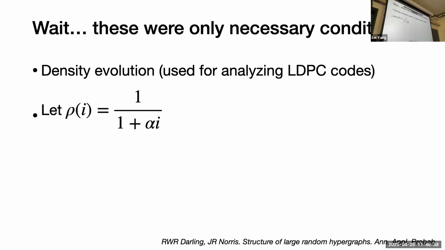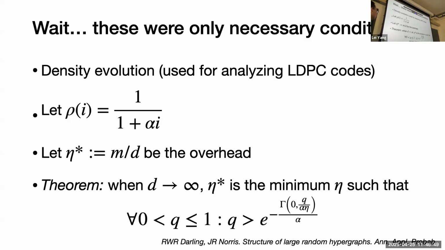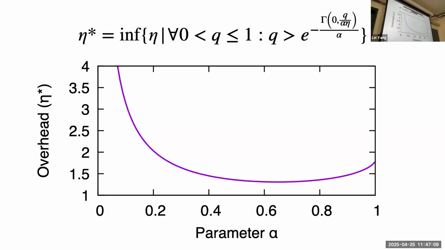So if rho I takes this shape, and let eta star be the overhead, which is m over d, right? The number of symbols divided by the number of items. Then we can prove our theorem, which says that when d, the size of the symmetric difference that you want to recover, goes to infinity, then this overhead takes this shape, right? And we can plot this function, and it looks like this. So basically, the parameter alpha is the parameter that you can play with in this rho I, 1 over 1 plus alpha I shape, and the overhead is, on average, the number of symbols you have to transmit per recovered item in the symmetric difference when the size of the symmetric difference goes to infinity.